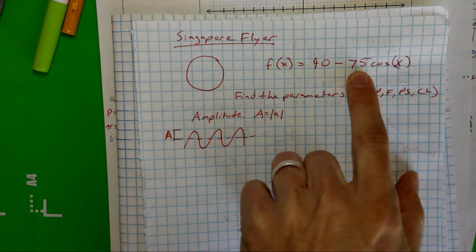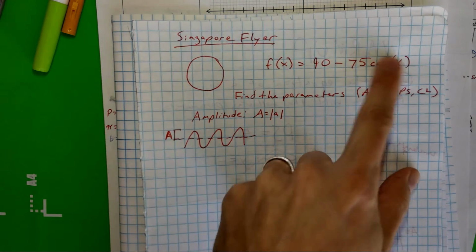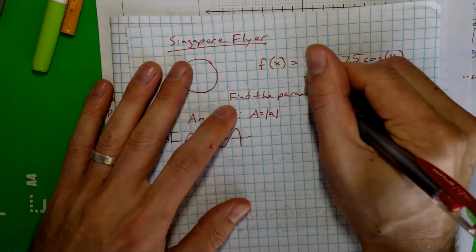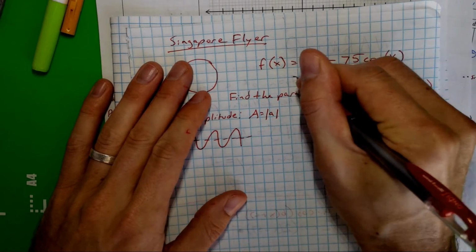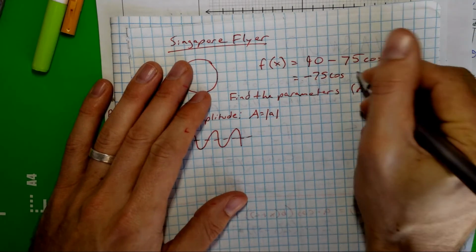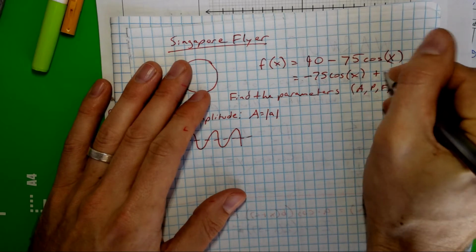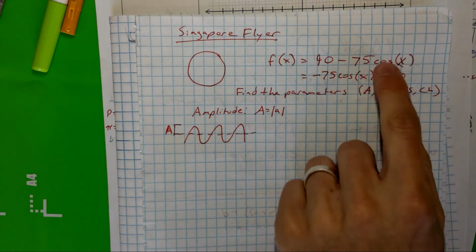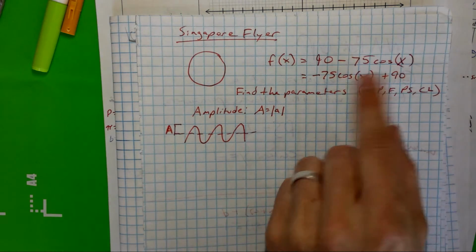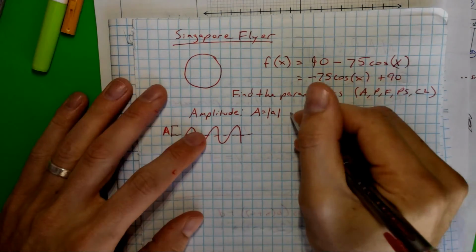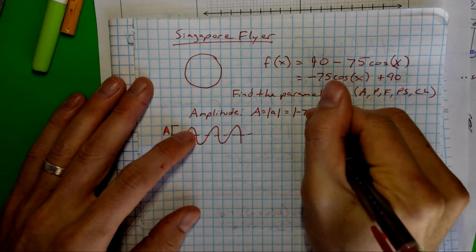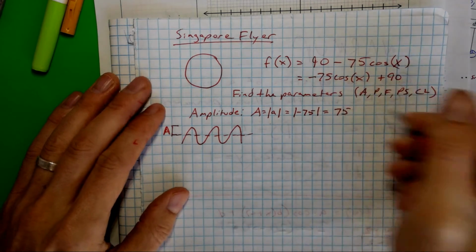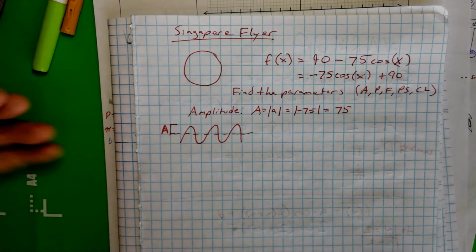Okay, so the amplitude would actually come from what? 75. Okay, so the amplitude is multiplied by the cosine here. That 90 is really added. So all I need to do to put this into standard form is put that 90 on the end. Make it a plus. So that's actually, yeah, like you said, the center line. And my amplitude is going to be the absolute value of negative 75, which is, yeah, regular 75.